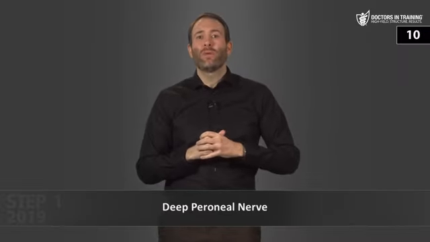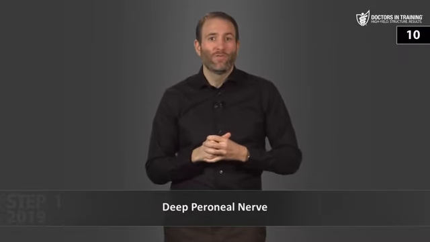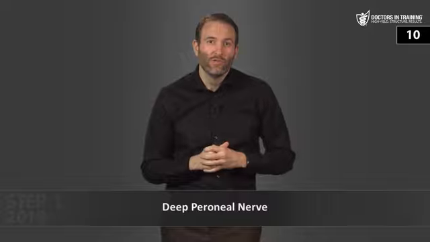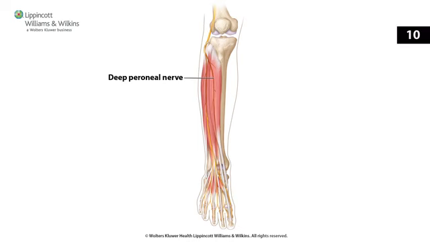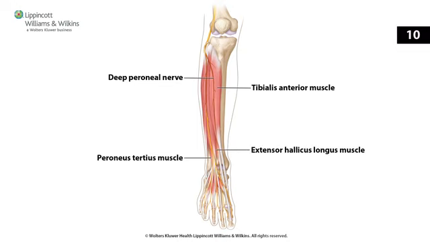Next, we have the deep peroneal nerve, also referred to as the deep fibular nerve. So the deep peroneal nerve innervates the peroneus tertius, which is involved with foot eversion. It also innervates the tibialis anterior, the extensor hallucis longus, and the extensor digitorum longus. So all three of those are going to be involved with dorsiflexion again of the foot.